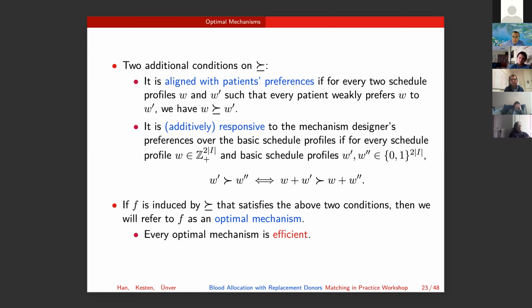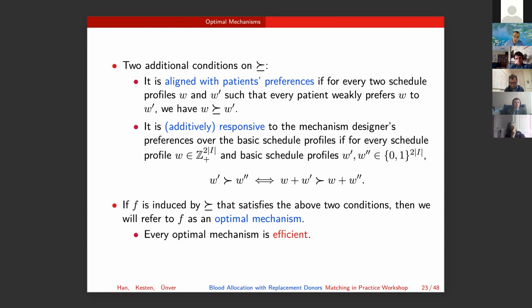So additive responsiveness means the following. I will think about some basic schedule profiles. What are the basic schedule profiles? So W prime is what each patient receives and donates, but these are either zeros or ones. This whole profile. So W prime and W double prime are these basic building blocks of profiles, if you wish. And W is any arbitrary schedule, so instead of this integer square, it should be the cap W set, sorry. In this cap W, it can be any schedule.